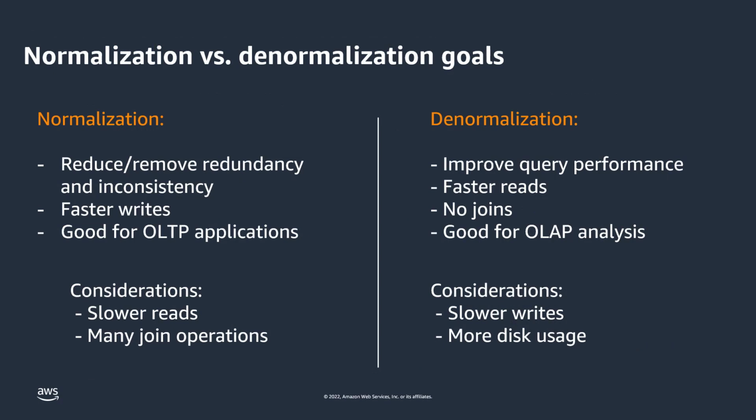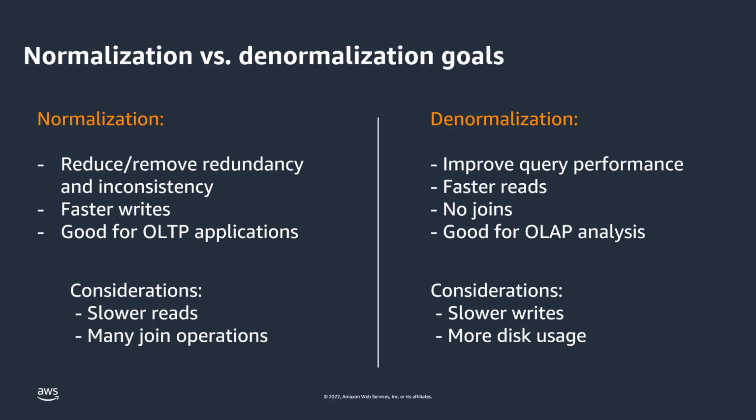The main goal of normalization is to reduce or remove data redundancy, as I was saying, and inconsistency, and also to optimize storage use. Writes are faster in a normalized model because of the smaller documents in multiple tables. Reads, although, will be slower due to the number of joins needed to fetch the data. The normalized model is good for OLTP applications, online transaction processing.